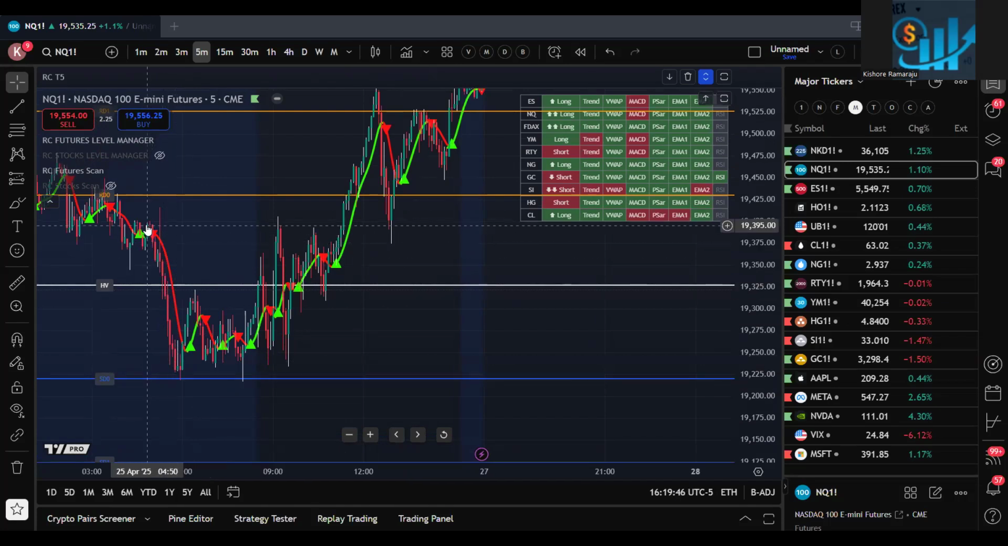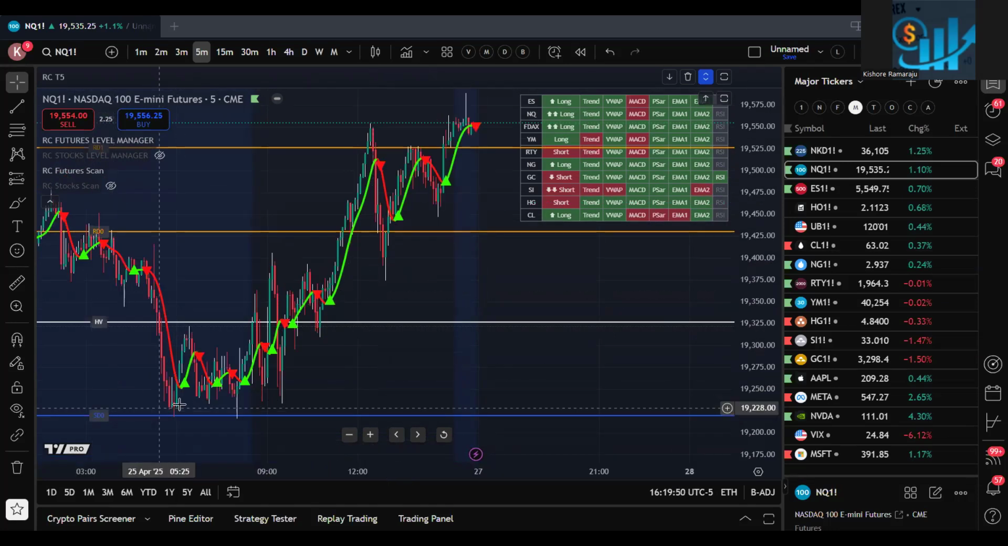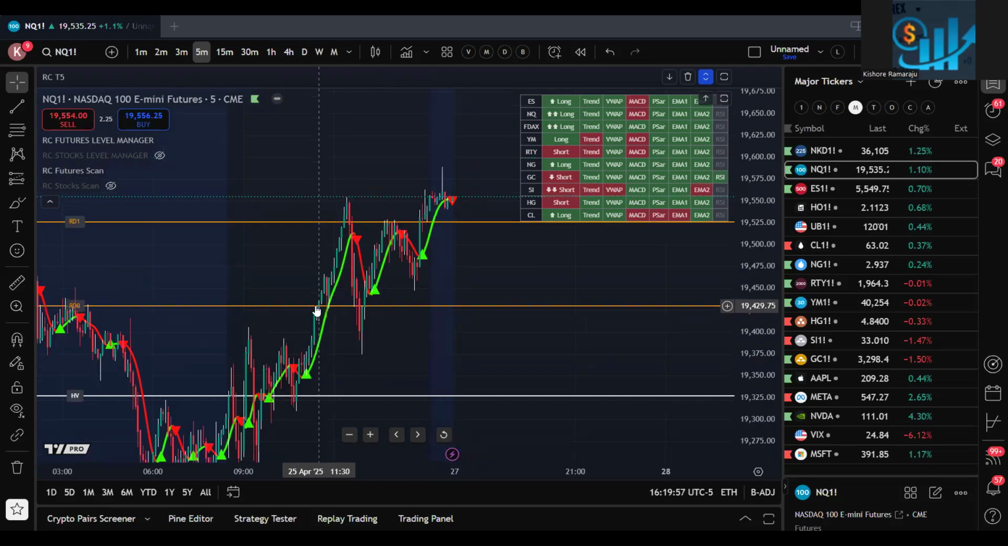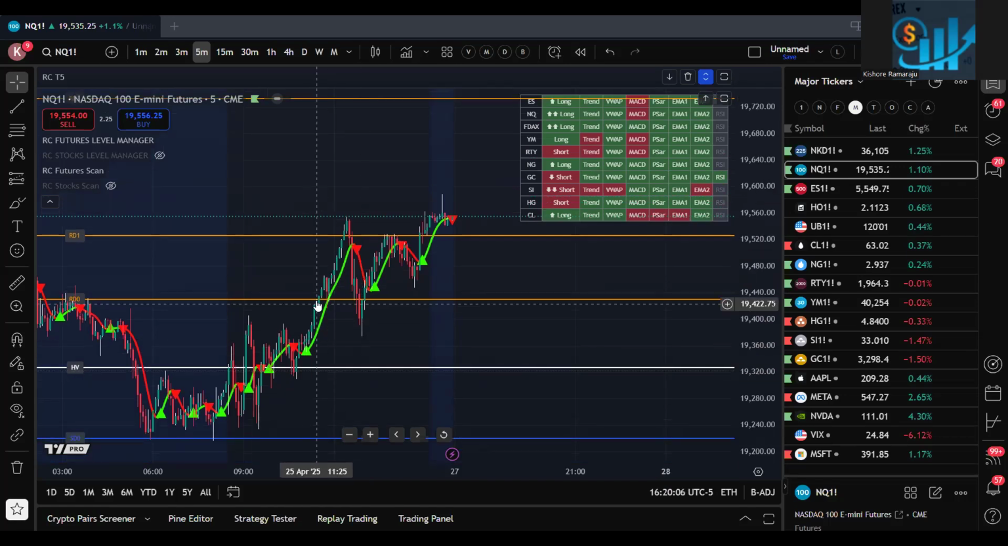Immediately at the market open, you may see price dropping. Again, you take profits here. Again, wait for price to come here. From here, again, if it starts going up, you can go for long. Again, you take profit here. Again, you see price going up. This is your next target area. Like that, these are your key levels.